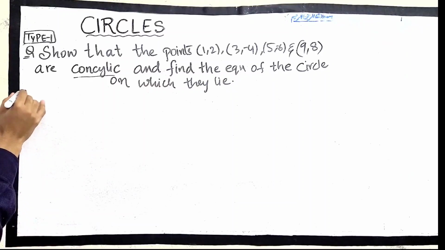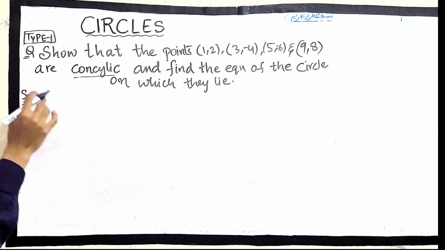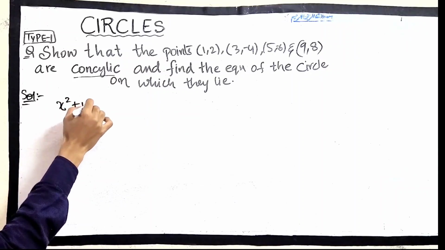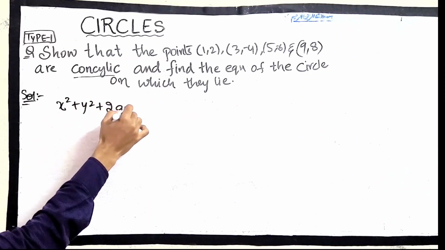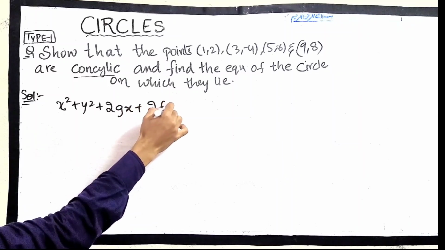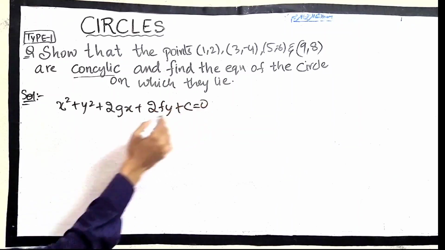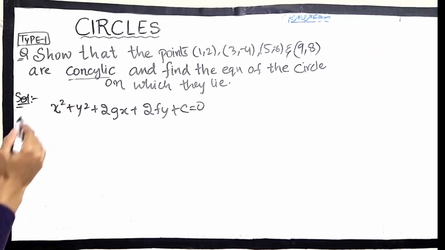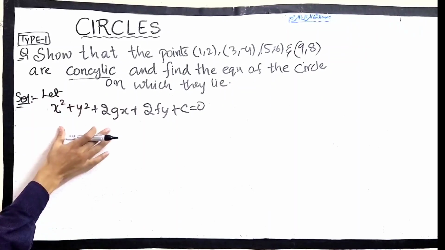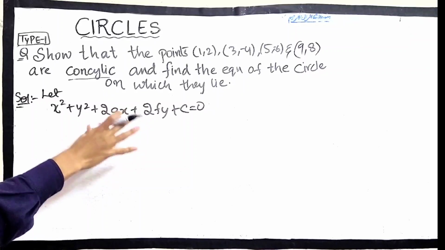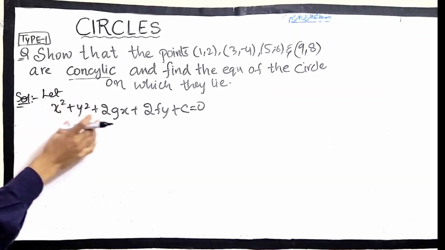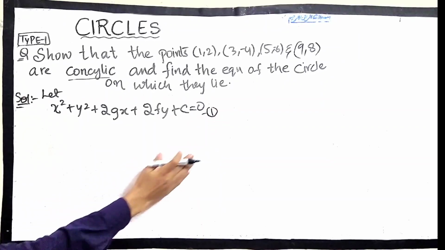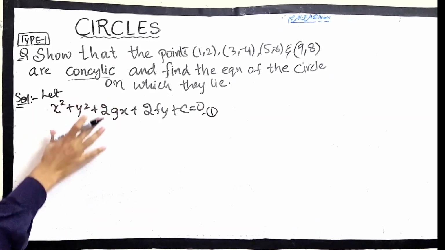The formula which will be used in the complete procedure is only one formula: x square plus y square plus 2gx plus 2fy plus c equal to 0, which is the standard formula. So consider this as the standard equation for this problem. The first step: let x square plus y square plus 2gx plus 2fy plus c equal to 0 be equation 1, which is the equation of the circle.